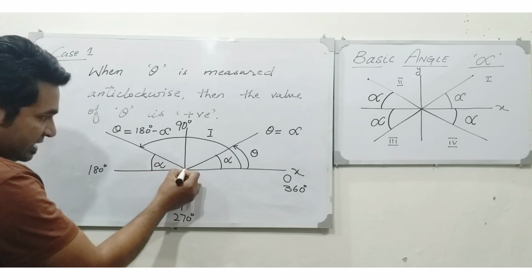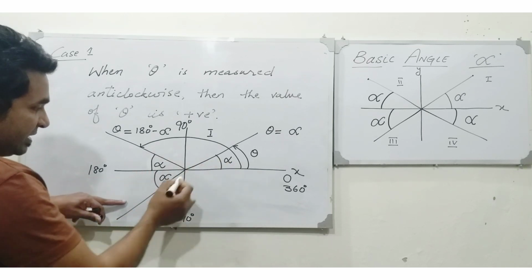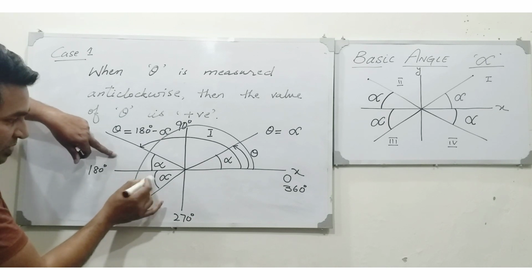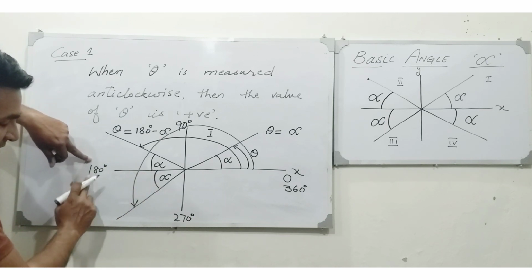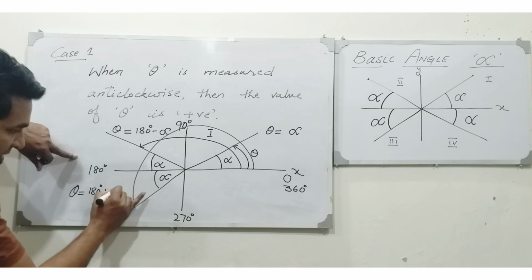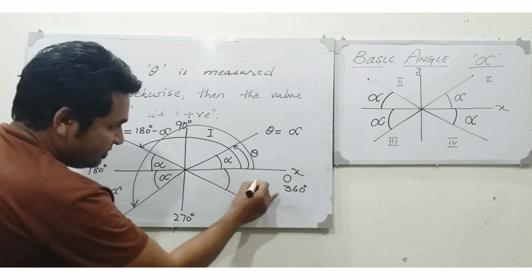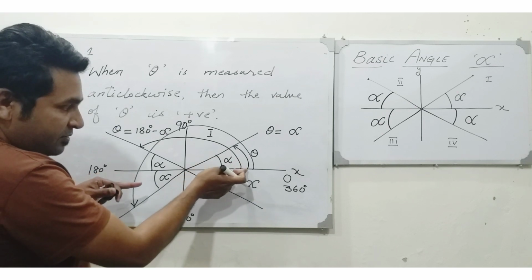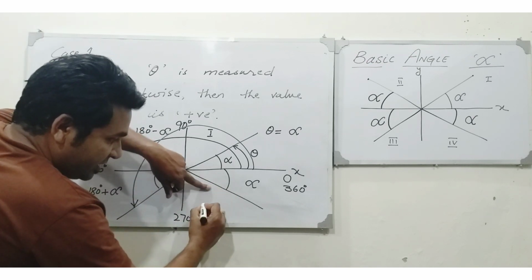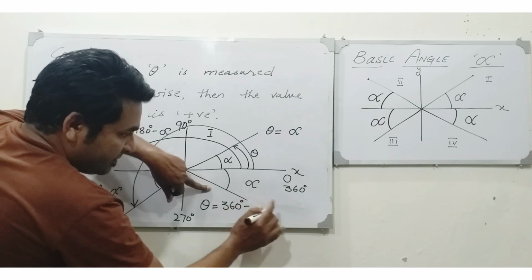Now suppose it is given in the third quadrant, where alpha, the basic angle, is here. You have to measure the angle theta from here till here, and you can see that you need to add this value to 180. So here the value of theta will be 180 plus alpha. If it is given here in the fourth quadrant, then obviously we start from 0, come to this line in the anti-clockwise direction, and when you reach here, the value of theta will be 360 degrees minus this basic angle, minus alpha.